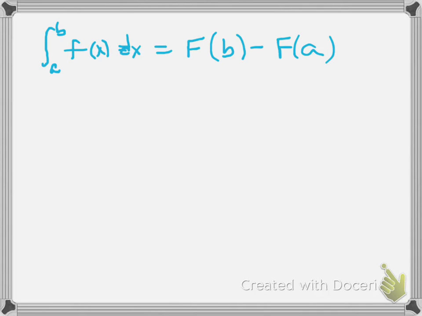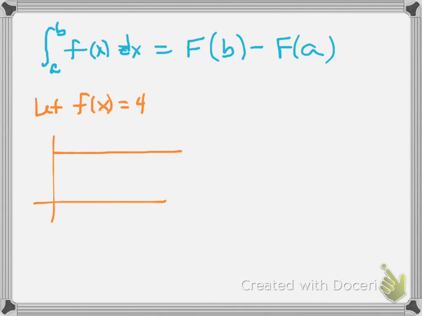So let's just, for the moment, assume that we used a nice simple example. Let's say we let f of x equal 4. So y equals 4, right? Well, what do we know about that graph? The graph of y equals 4 is simply a horizontal line at 4. And let's go further. Let's suppose that we were asked to find the integral of 4, and that we were asked to find that value from 1 to 3.